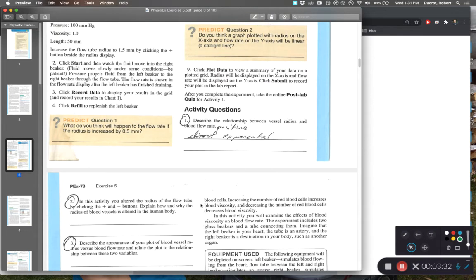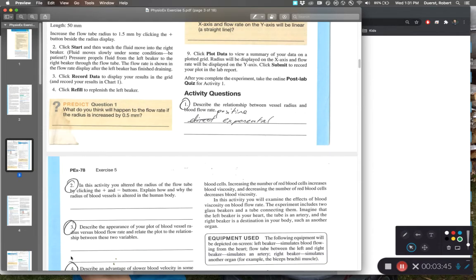Question number 3. Describe the appearance of your plot of blood vessel radius versus flow rate and relate the plot to the relationship between the two variables. As we look at that plot, it's a positive exponential curve. As the radius goes up, the flow rate goes up.